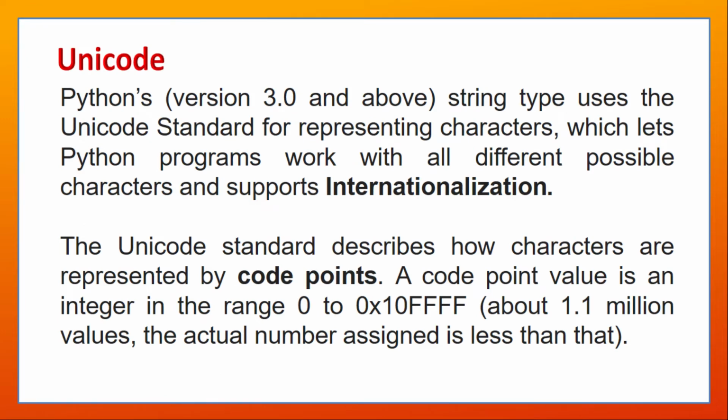Unicode. Python's string type uses the Unicode standard for representing characters, which lets Python programs work with all different possible characters and supports internationalization. The Unicode standard describes how characters are represented by code points. A code point value is an integer in the range of 0 to 0x10ffff, that is about 1.1 million values. Please note, the actual number assigned is less than that.